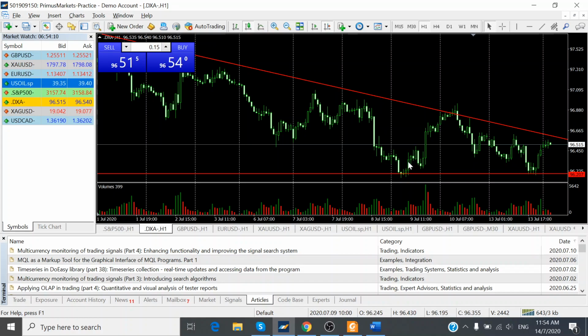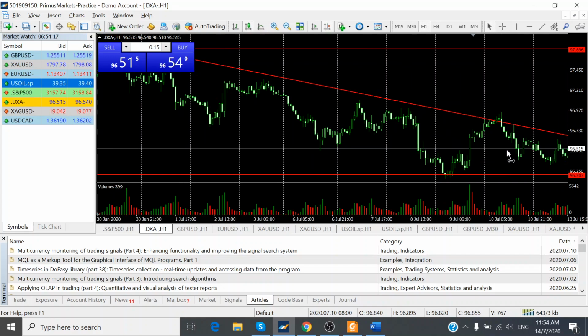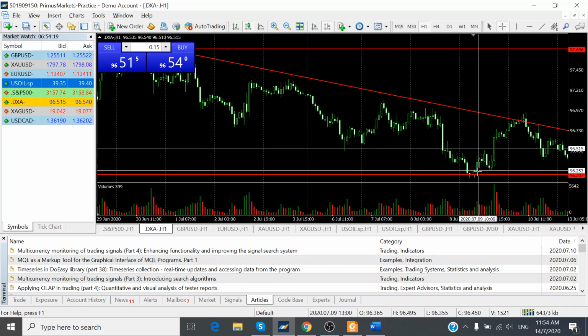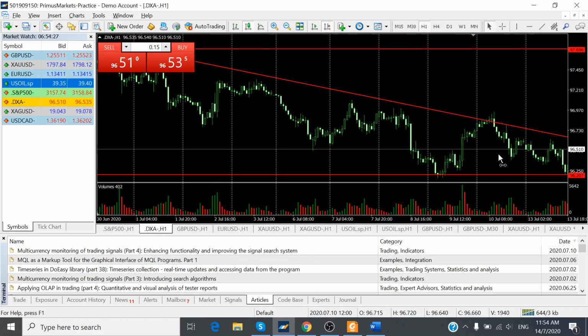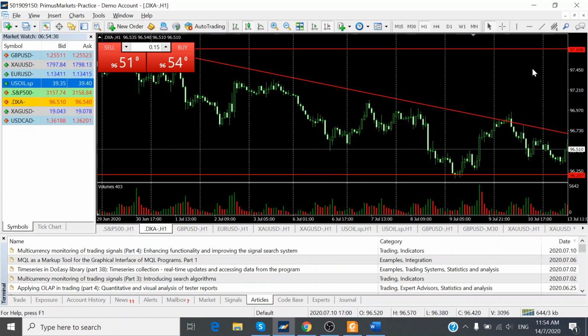So let us have a look at the US dollar index. Again, the US dollar index shows us whether the US dollar was strengthening or weakening against a basket of major currencies. So for yesterday's analysis, we were looking at the US dollar to be trending on a bearish note.